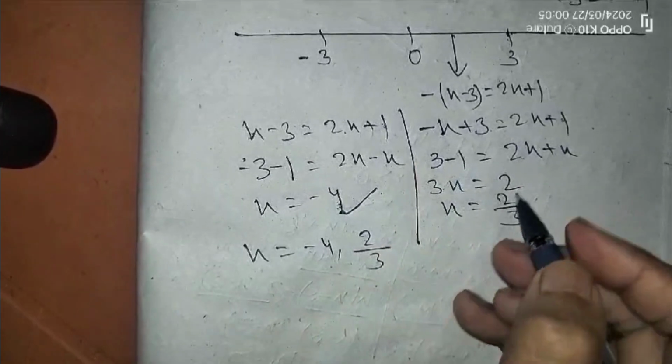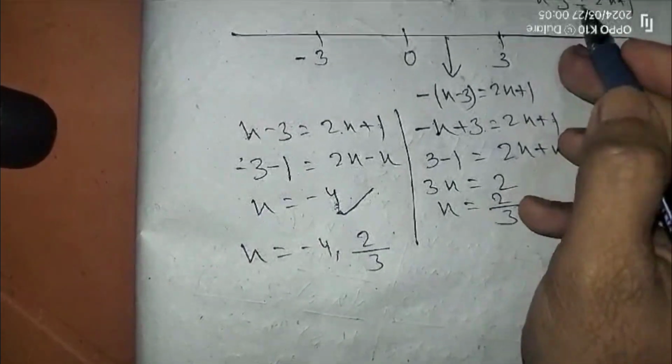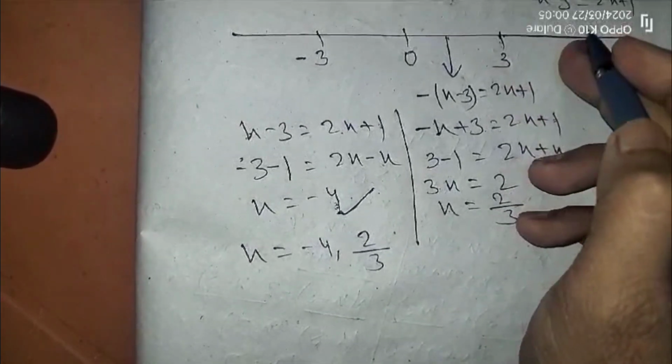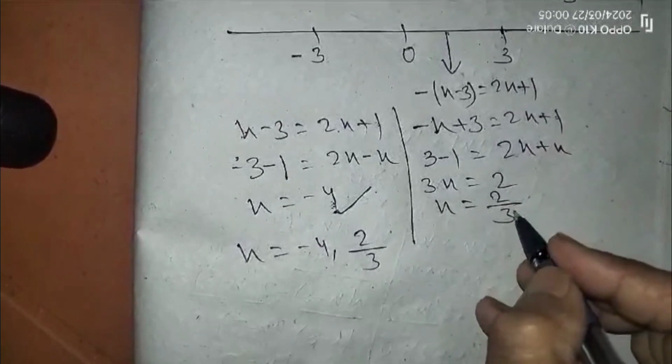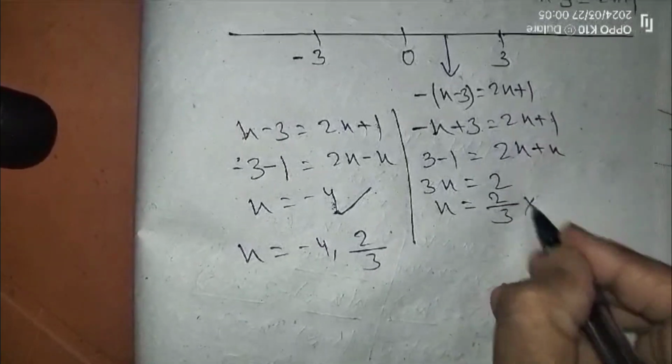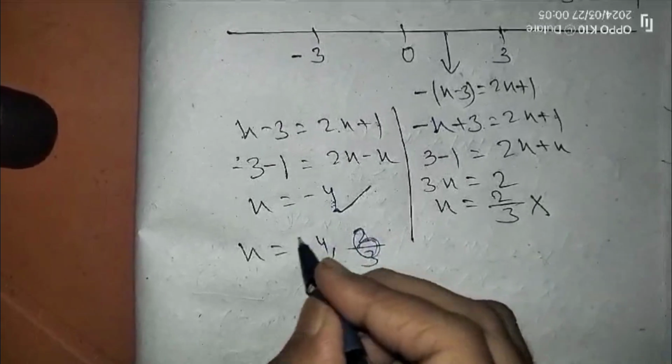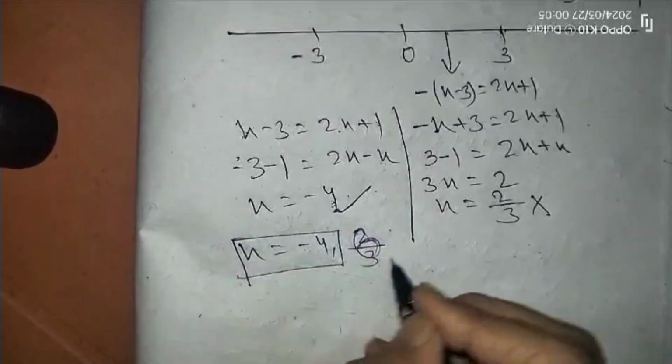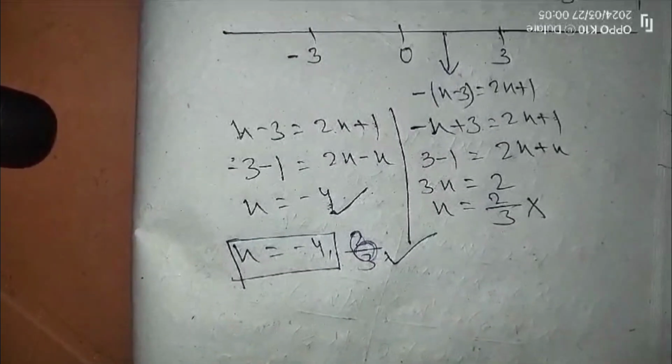And now we take a number which is greater than 3. But here 2 by 3 is not greater than 3, so this will not be our solution. So our solution will be only x equal to minus 4. This is our answer. Okay, thank you.